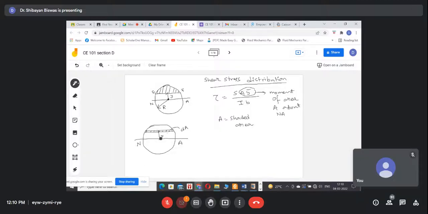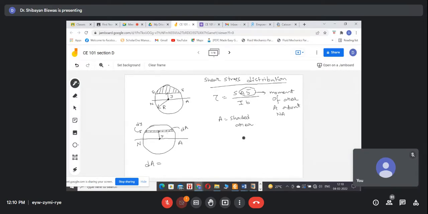y distance away from this neutral axis. So what will be this area? And if this is dA and this height is dy, elemental height is dy, and the total area is dA. Now dA is the area of this elemental strip.